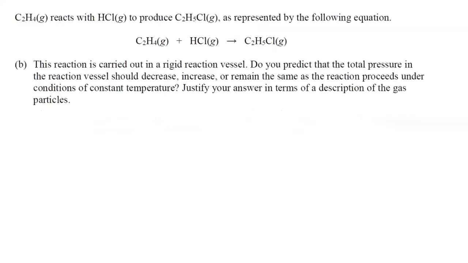All right, let's move on to part B. In part B, it says that C2H4 reacts with HCl to produce C2H5Cl as represented by the following equation. This reaction is carried out in a rigid reaction vessel. Do you predict that the total pressure in the reaction vessel should decrease, increase, or remain the same as the reaction proceeds under conditions of constant temperature? Justify your answer in terms of a description of the gas particles.